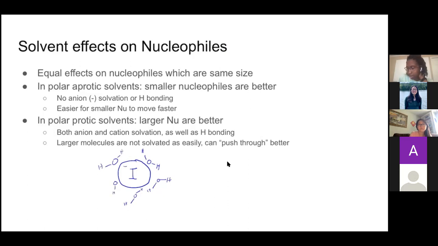Any questions about solvent effects on nucleophiles? We will be doing a practice problem in a moment where we can think about what we have just learned here.